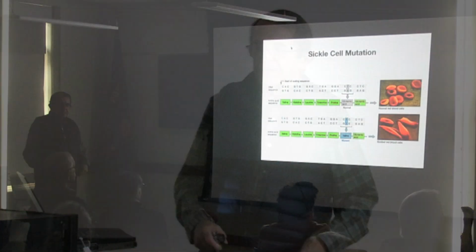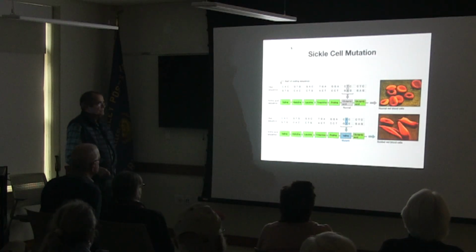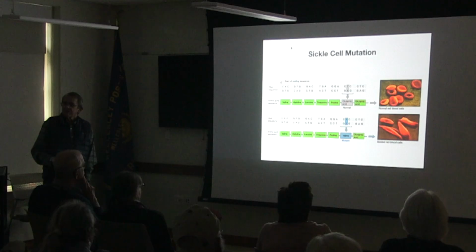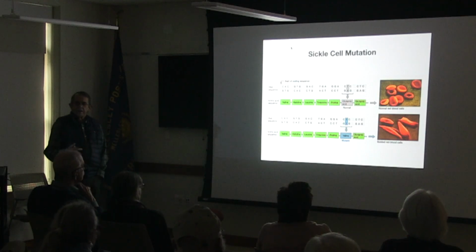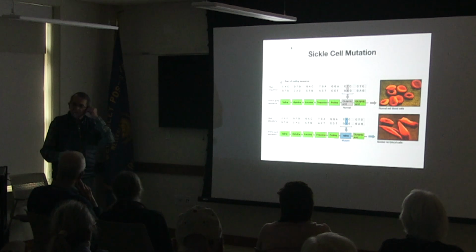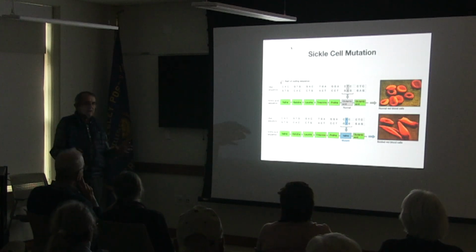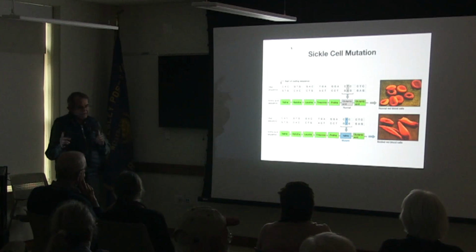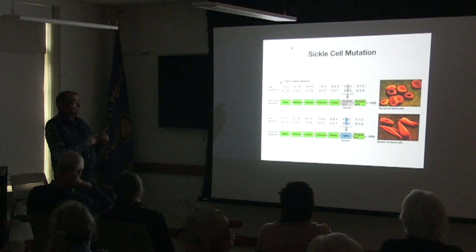And here's a very specific example. There's a disease called sickle cell anemia. Sickle cell anemia is nasty. It was discovered in World War II. It's much more common in blacks than in any other population. And there's a really interesting reason for that.